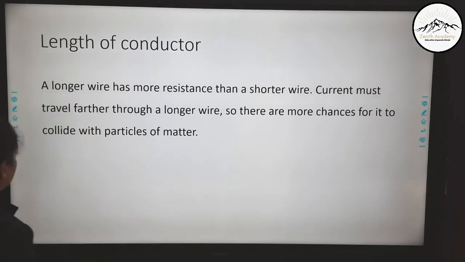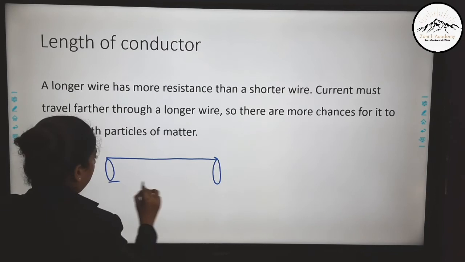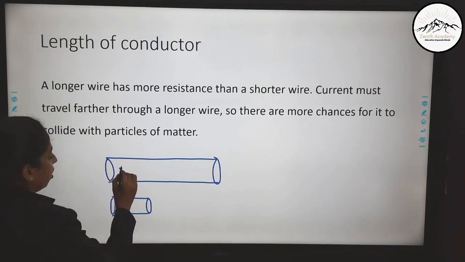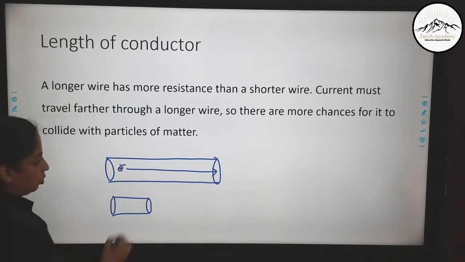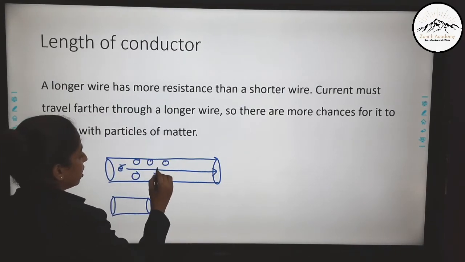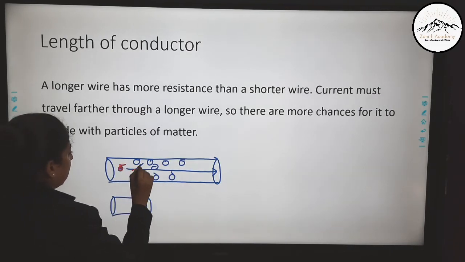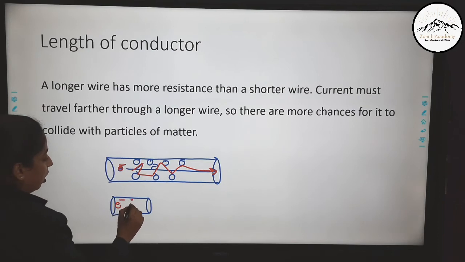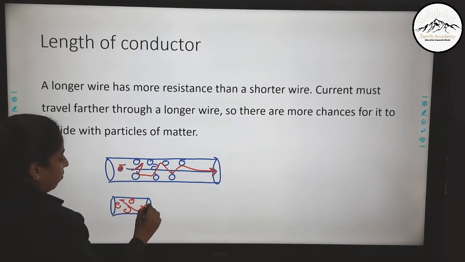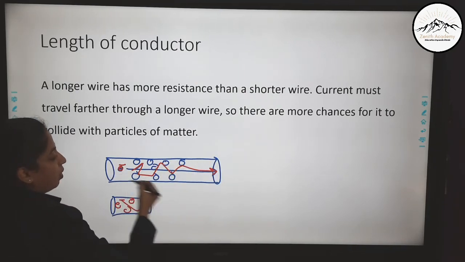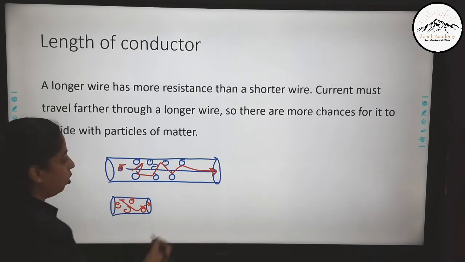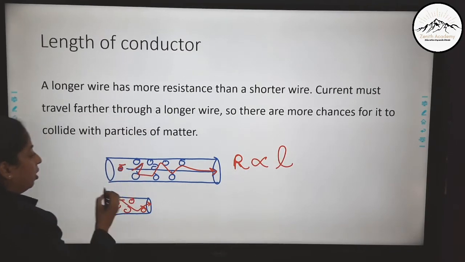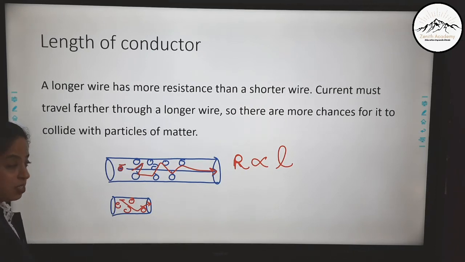Next is length of conductor. So suppose this is one wire and there is another wire like this. Both are having the same thickness. Now since here the electrons will have to travel a larger path, there will be more number of stable or stationary metal ions. So this electron will keep on colliding with them and then it will reach. But here, even if there are metal ions, there are fewer metal ions, so the collision will be less and it will reach fast. So here, since the number of metal ions will be more, since the path followed is more, the resistance will be more. So we know resistance is directly proportional to length. The longer the wire is, the larger will be the resistance.